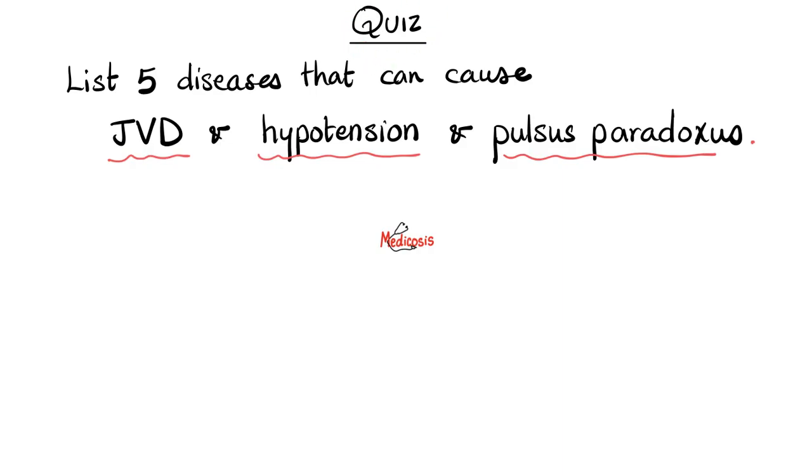Quiz time. I have many questions for you. Please let me know your answer in the comments. First question, please list 5 diseases that can cause all of the following findings together. I want diseases that cause jugular venous distension with hypotension with pulsus paradoxus. The answer key will be in the next video.